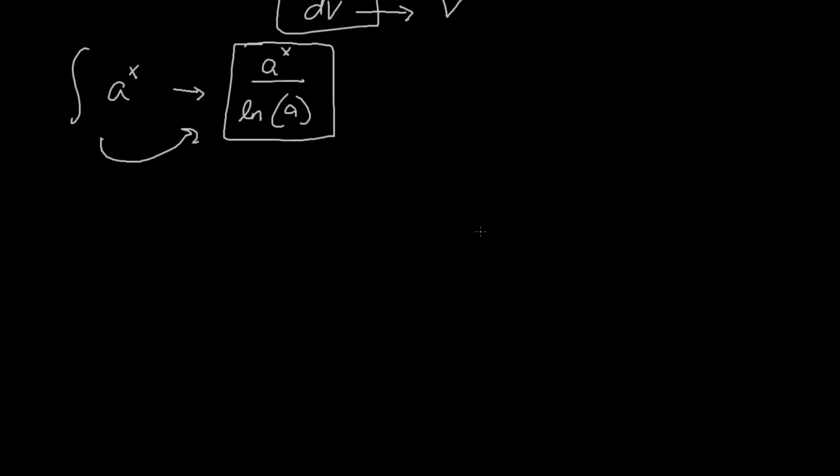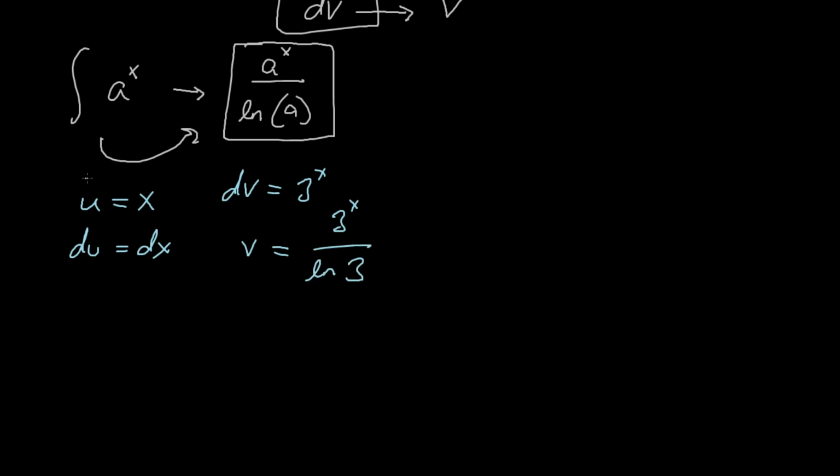Okay, so let's get some more space here. We're going to make u equal to x so that du will just be dx. And then we decided that our dv is going to be 3 to the x. And then following our rule of integration, v is going to be 3 to the x over the natural log of 3.